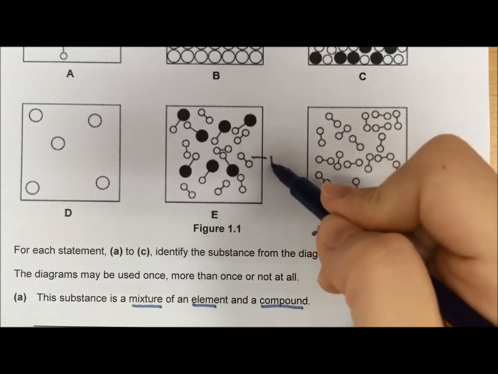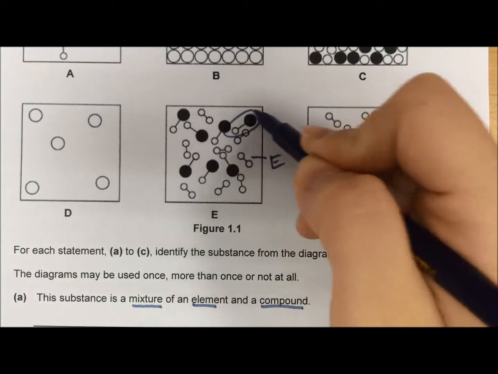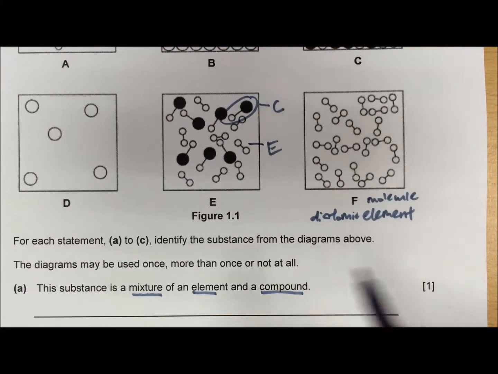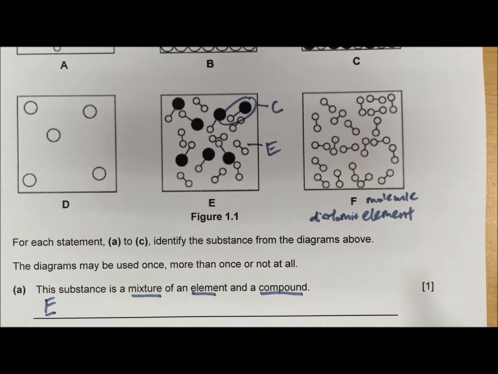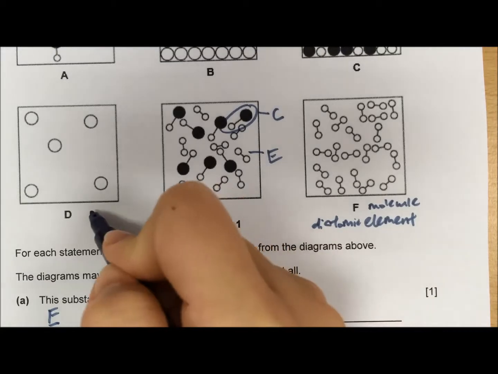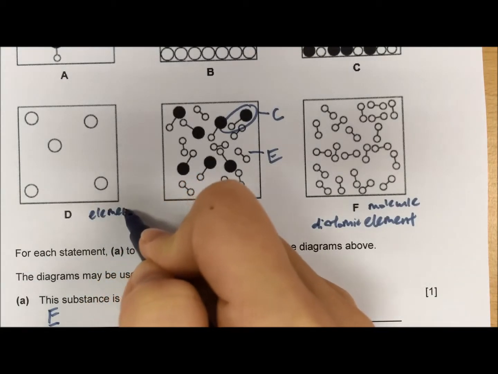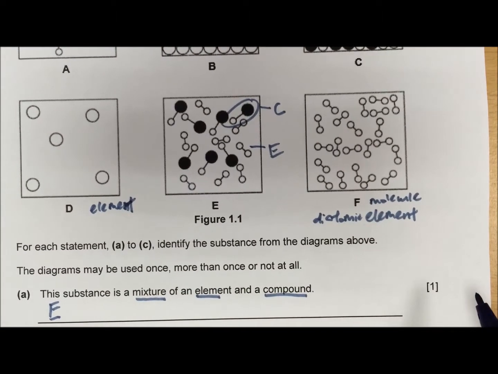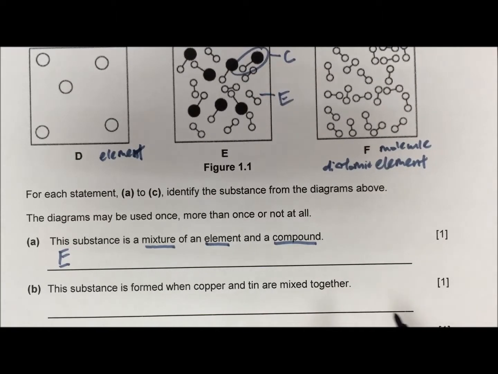Okay, then we look at figure E. You can see an element over there, and this one is two types joined together, so this is a compound. So this is the answer because it has an element and a compound. So it's figure E or diagram E. Just to look at diagram D, this is also an element, but it is for noble gases.